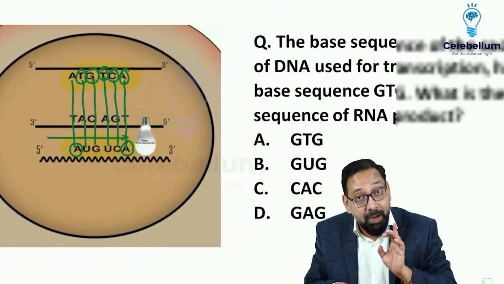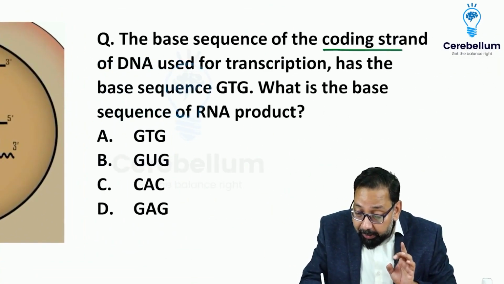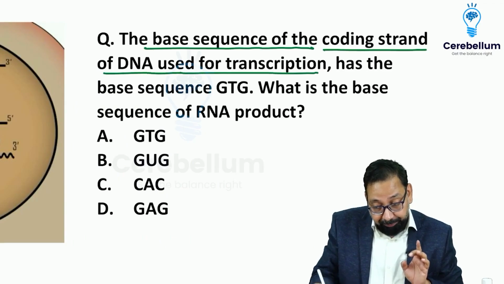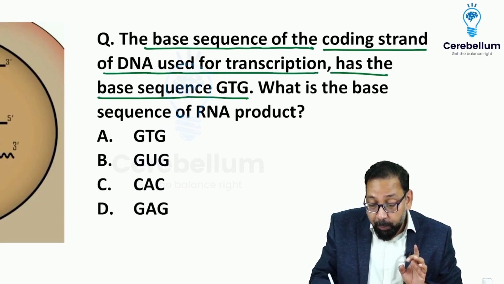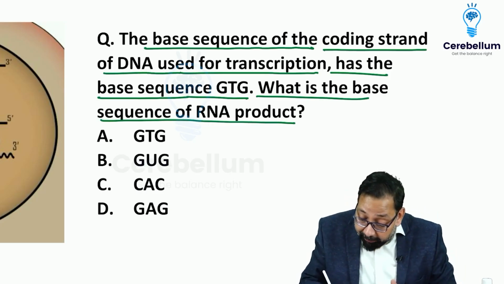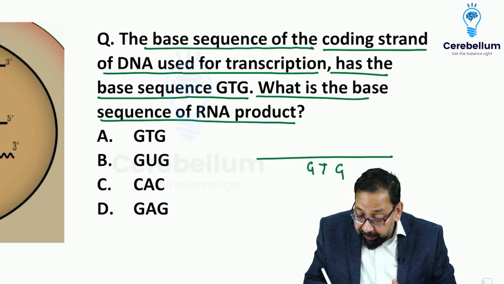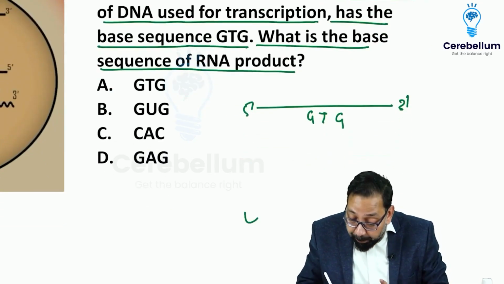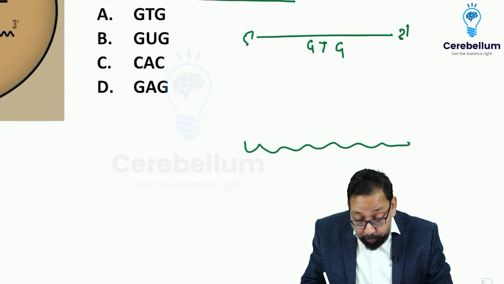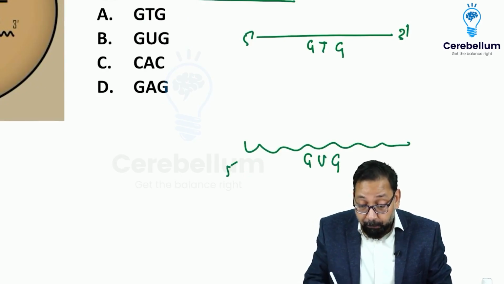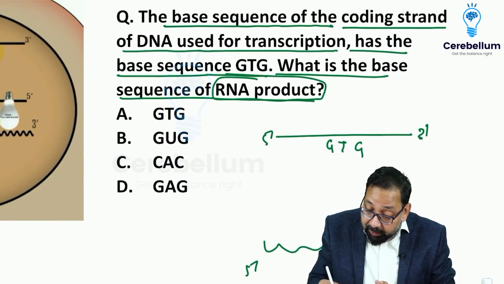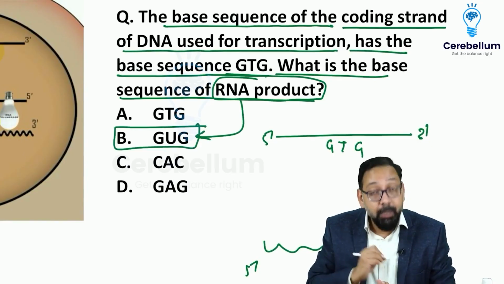So if a question is asked and they give the coding strand, the base sequence of the coding strand of DNA used for transcription has base sequence GTG. What is the base sequence of the RNA product? This is the simplest question. If they have given GTG as the coding strand, you know messenger RNA would be just like the coding strand, except T will be replaced by U: GUG. So we found the RNA product is exactly like the coding strand, except T replaced by U.